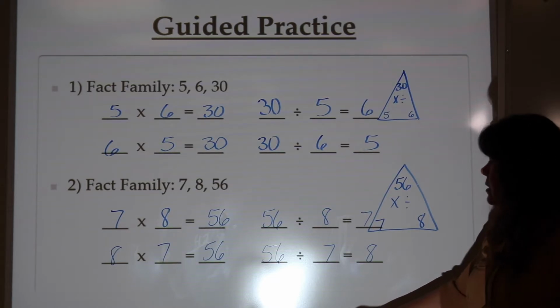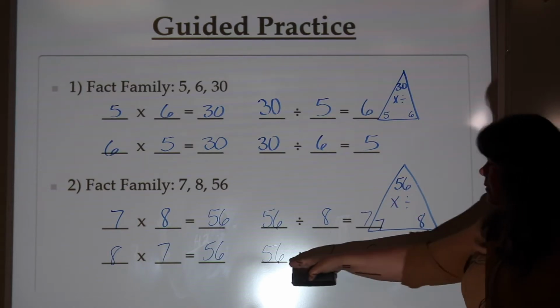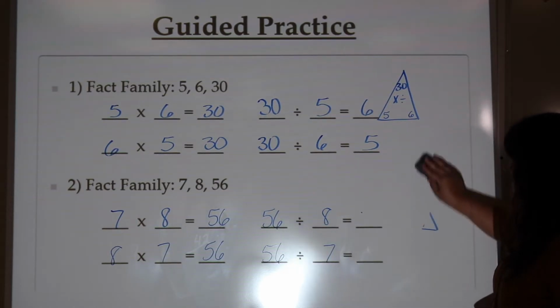So those are our fact families for this one. 7 times 8 equals 56. 8 times 7 equals 56. 56 divided by 8 equals 7. And 56 divided by 7 equals 8. All right.